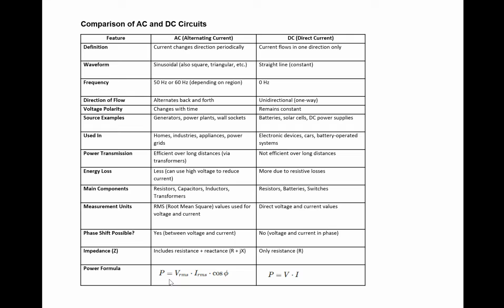And the last one, power formula. P is equal to Vrms, which means the root mean square value of voltage, multiplied by the root mean square value of current, which is multiplied by cos φ, that is the power factor of the circuit. Power factor is nothing but the phase angle difference between the voltage and current. Whereas in a DC circuit, the power, as we already saw in the previous video, is equal to the multiplication of voltage and current.